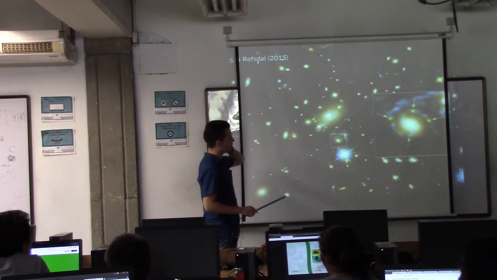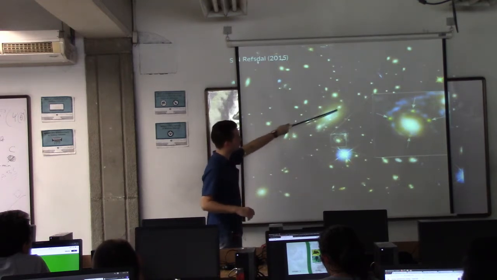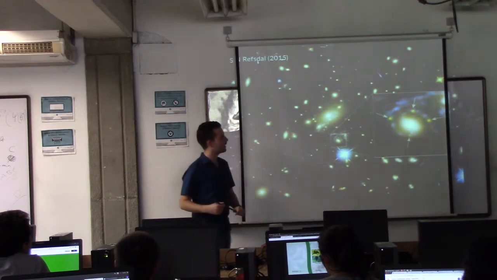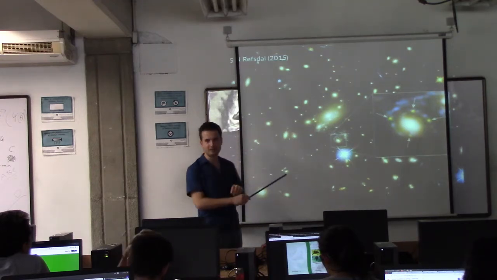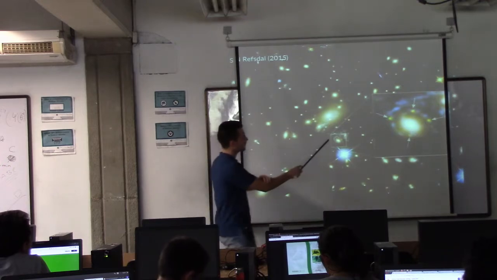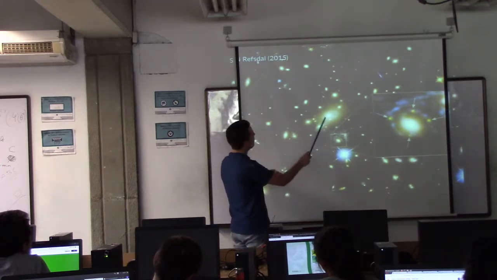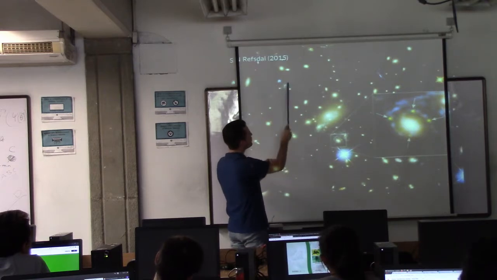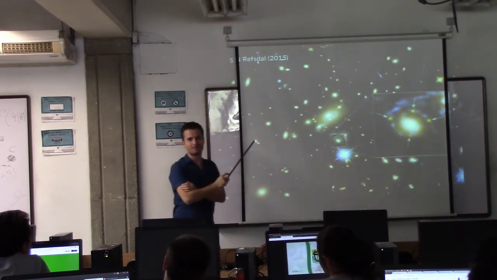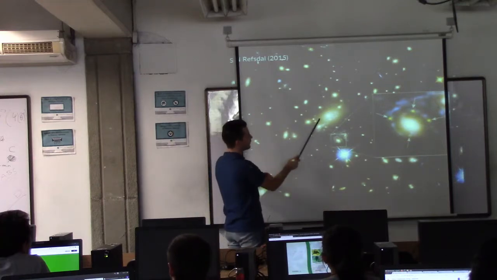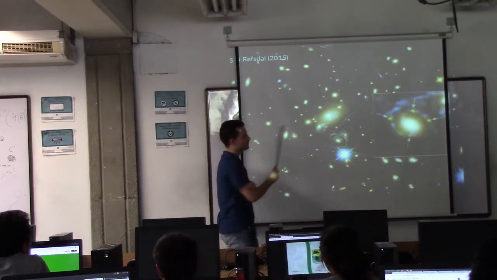So here is a cluster of galaxies. There are some massive ellipticals over here, massive ellipticals over here, a massive elliptical over here. And it lenses this spiral galaxy in a pretty unique way. There is one spiral galaxy image over here, one image over here, one image up here. So we have three images of this lensed galaxy, very distorted.